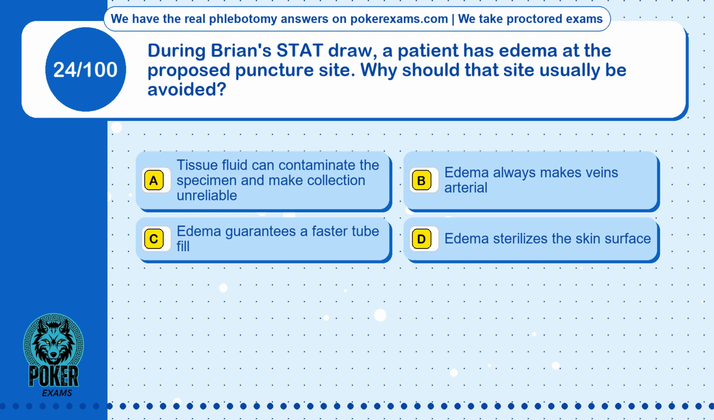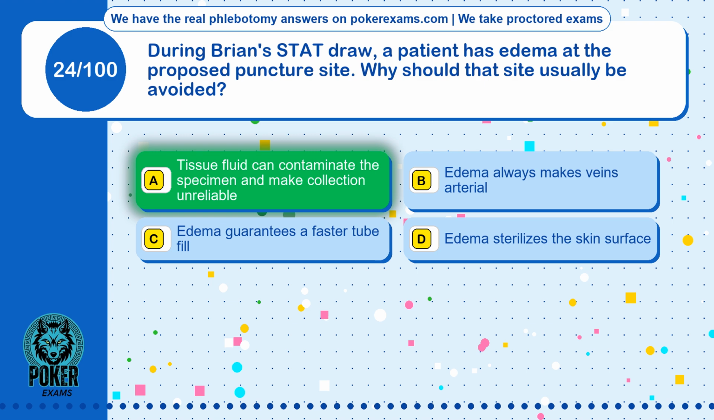Question 24. During Bryan's stat draw, a patient has edema at the proposed puncture site. Why should that site usually be avoided? Option A, tissue fluid can contaminate the specimen and make collection unreliable. Option B, edema always makes veins arterial. Option C, edema guarantees a faster tube fill. Option D, edema sterilizes the skin surface.